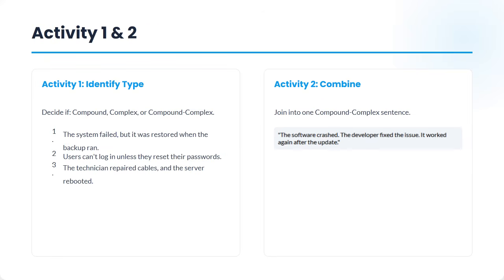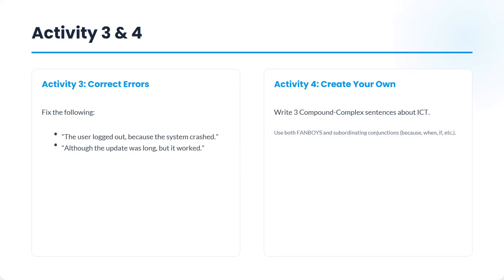In order to practice and understand the lesson, here are the activities to do. For the first activity, I want you to identify the type of the sentence, and in the second activity, I want you to join the three sentences into one compound-complex sentence. For activity 3, try to correct the error, and in activity 4, I want you to produce in your own words at least one compound-complex sentence.